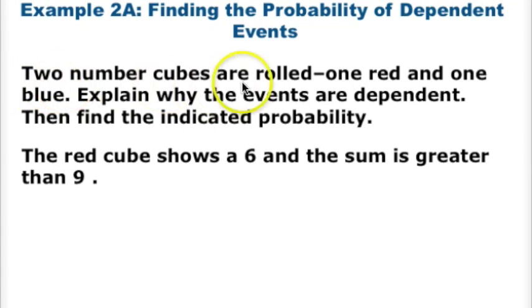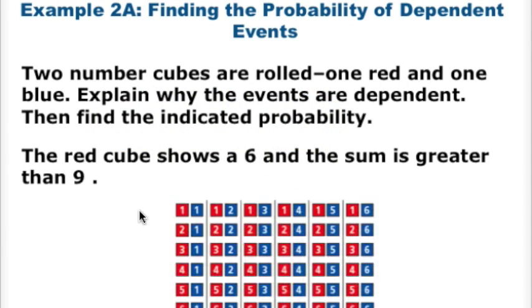Two number cubes are rolled, one red and the other blue. Explain why the events are dependent, then find the indicated probability. So we have two cubes being rolled. Here's a diagram of a red one and a blue one, and you can see that each pair is a possible outcome. The red cube shows a 6, and the sum is greater than 9.